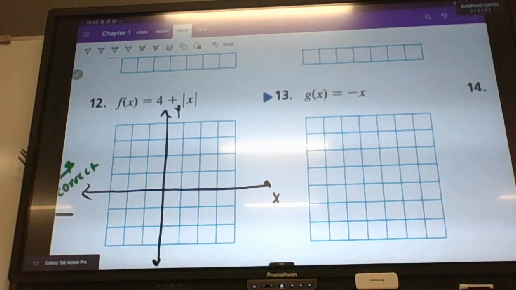Okay, so it's Isabella, right? Isabella picked 12 to ask you about. 12 is a bit confusing because it's not written the right way.